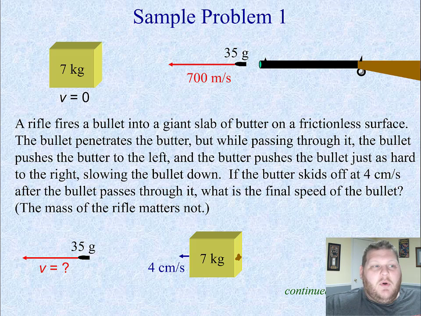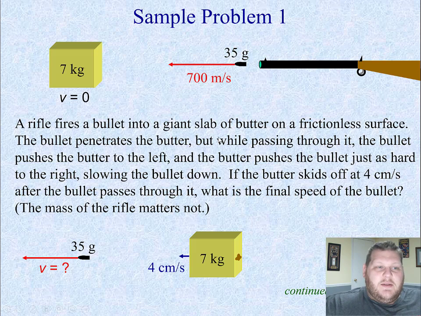So for example problem number 1, we have a rifle. Someone fires a bullet from a rifle into a giant slab of butter on a frictionless surface. Here we're pretending. I chose butter because we know it's super oily and super slick if you have it on the right surface. So we shot a bullet at a big block of butter on a frictionless surface, so it's going to slide easily. There are no outside forces acting on the two objects other than the butter and the bullet. So they're going to interact with each other, and we'll figure some stuff out afterwards.